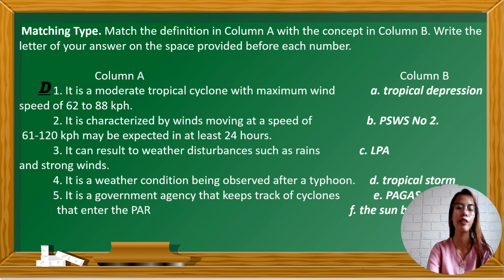Number two, it is characterized by winds moving at a speed of 61 to 120 kilometers per hour, may be expected in at least 24 hours. So the answer is letter B, public storm warning signal number 2. Next, number 3. It can result to weather disturbances such as rains and strong winds. That is tropical depression. Number 4. It is a weather condition being observed after a typhoon. That is letter F. The sun becomes visible. Number 5. It is a government agency that keeps track of cyclones that enter the country. That is the PAGASA.